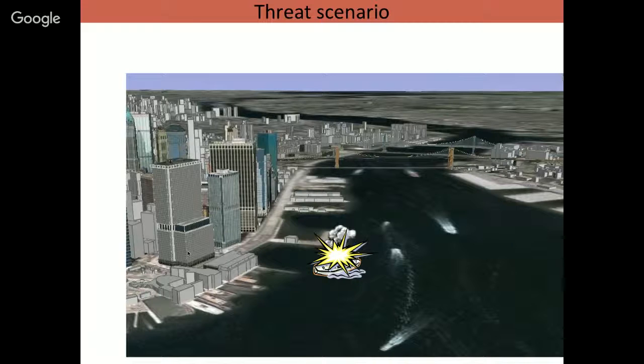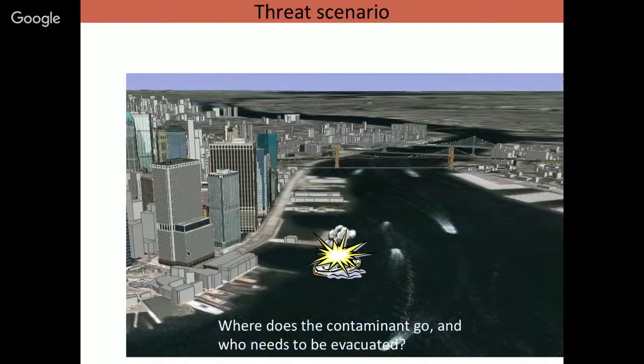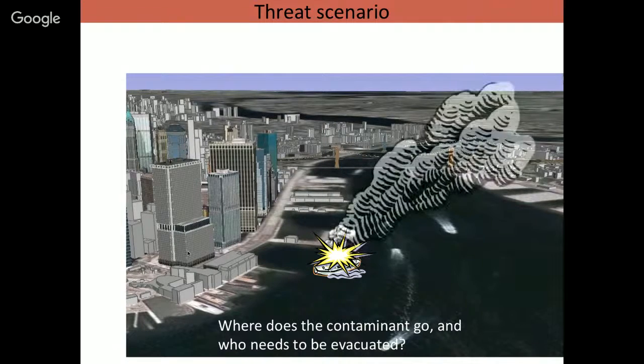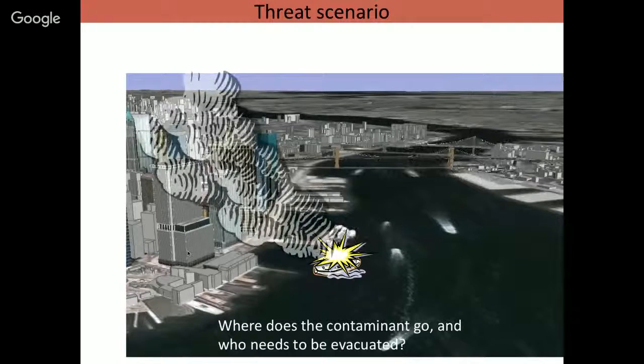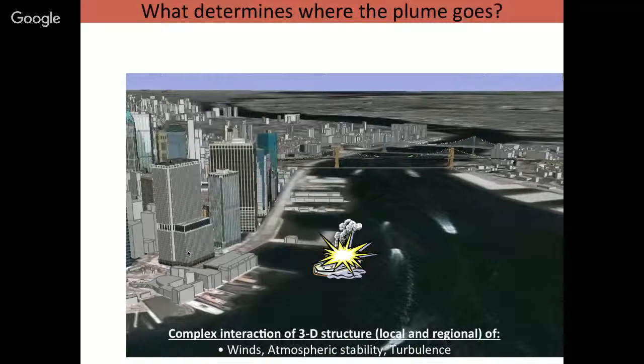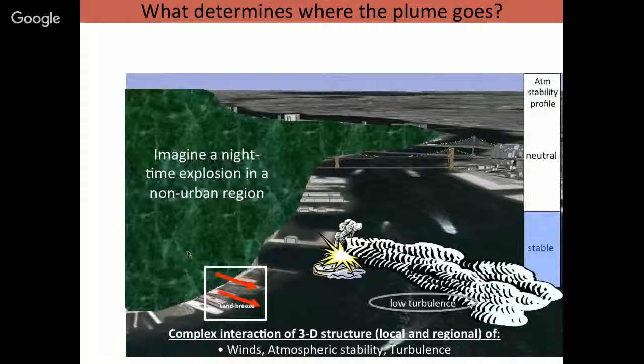So what would happen to a contaminant plume coming out of that source? Where does it go and who needs to be evacuated? Well, if there's offshore flow, the contaminant would stay near the ground, near the river, and propagate out towards Brooklyn. If there's significant mixing, it would just be transported up into the higher parts of the boundary layer. Or if there were flow directed toward Manhattan and mixing in the urban area, you might see a ventilation of the city by this contaminant. But it really is this complex interaction of the 3D structure involving the atmospheric stability, turbulence, and the winds.